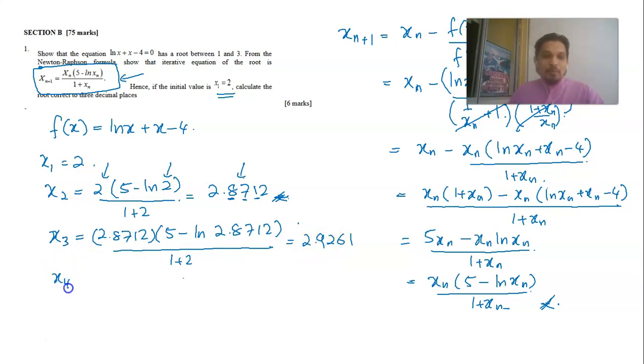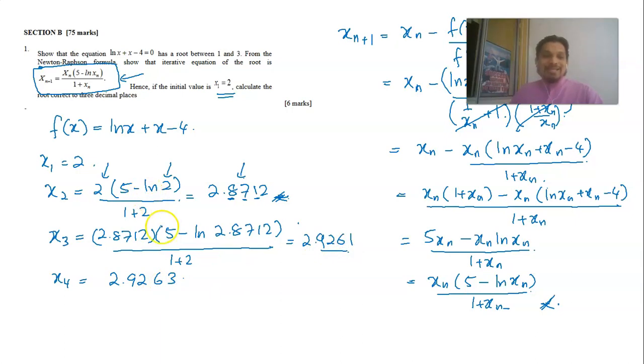So x4. Okay, for x4 you have a choice whether you would like to substitute all the values here, or you can simply use your calculator. Okay, because we already substituted at least 2 values of x into this formula. So for x4, you can just straightaway write down the answer, and it is 2.9263.